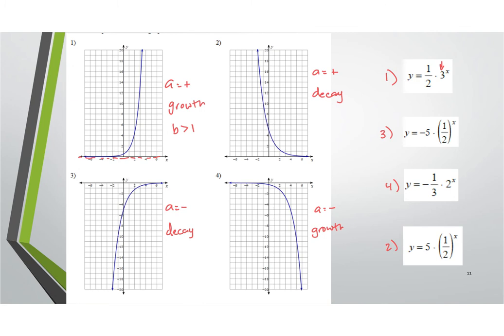So on numbers 3 and 4, where a is negative, figuring out whether it's growth or decay could just mean mentally flipping the graph back up. It's easier to see whether it's growth or decay when a is positive. And so whenever a is negative, just mentally flip the graph back up and see whether it's growth or decay from that picture.